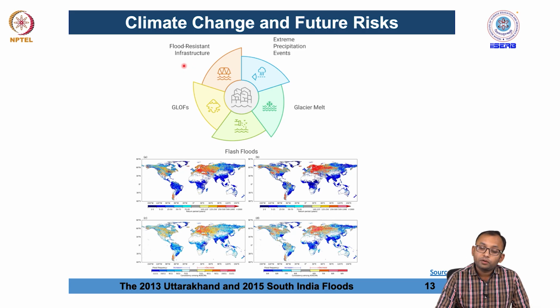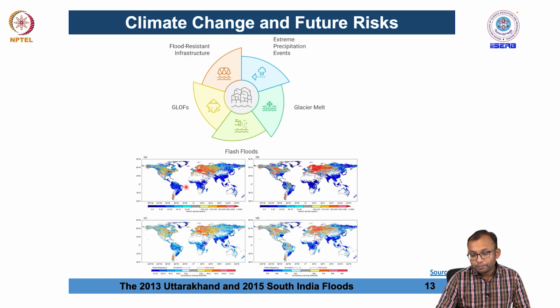We can also think about flood resistant infrastructure, so that we can at least control the impact of these floods. We can control the significant damage caused by floods in certain regions, for example the higher Himalayan region, or regions very close to those where significantly higher occurrences of floods are reported. We have to think about flood resistant infrastructure there, so that we can at least mitigate the impact of these flooding events in those regions.